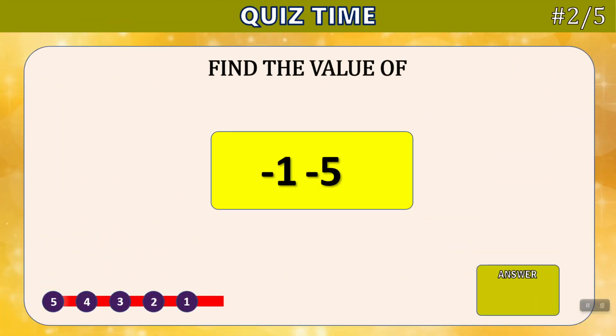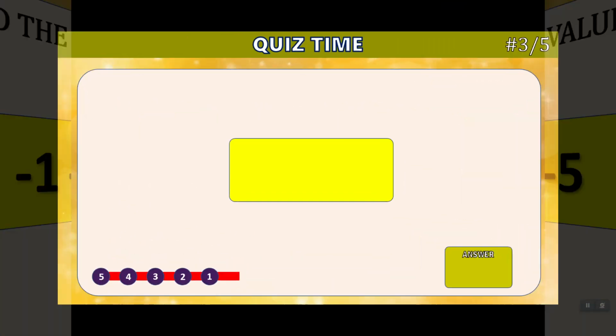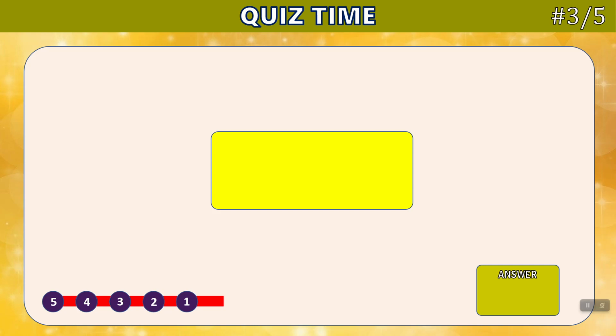Find the value of -1 - 5. Time's up. The answer is -6. We can see that the signs are the same. And the rule says we add when the signs are the same, and we keep the same sign. So 1 + 5 is 6, and we keep the negative sign as -6.